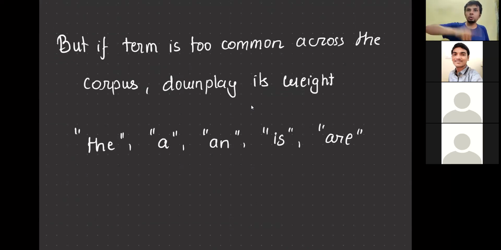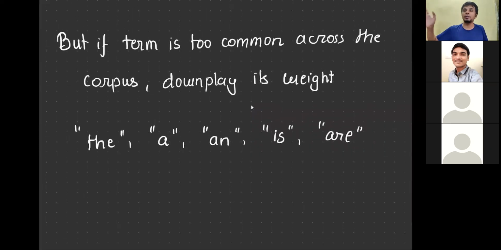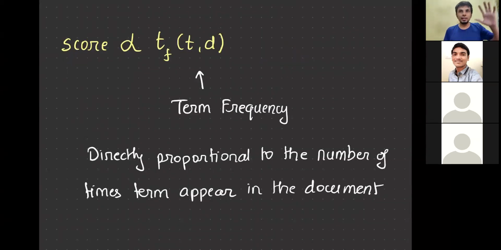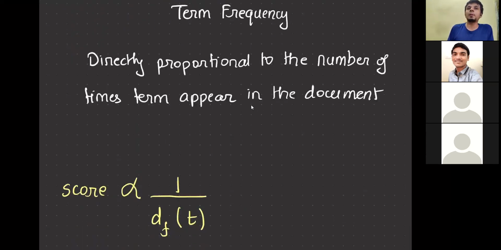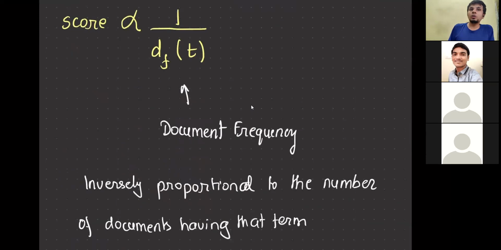But if the term is too common across the corpus, downplay its weight. So "a", "an", "the" get their weight downplayed. Typically, our score is directly proportional to the term frequency, the number of times the term T is present in a document D. Here we are just considering the number of times the term T is present in a document, which is called term frequency. Our score would also be inversely proportional to the document frequency, which is the number of documents in which the term is present.